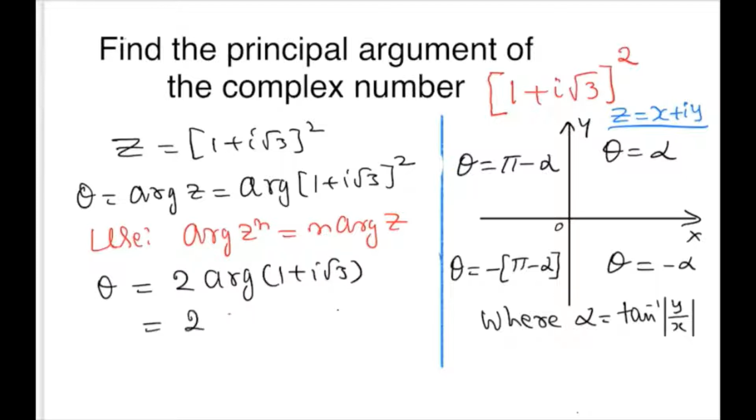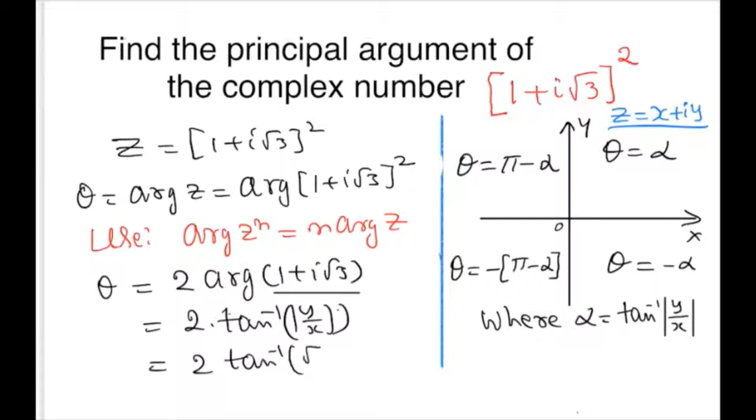That is 2 times. Here both x and y are positive. Directly we can write its argument as tan inverse of modulus of y by x. That becomes 2 times tan inverse of √3 by 1, which is 2 into pi by 3, that is 2 pi by 3.